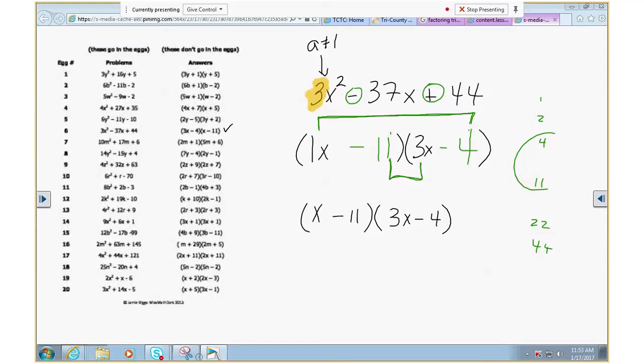All right, you try 3. 5x squared minus 9x minus 2. All right, y'all do that one. You got 2 prime numbers, so it should be easy.